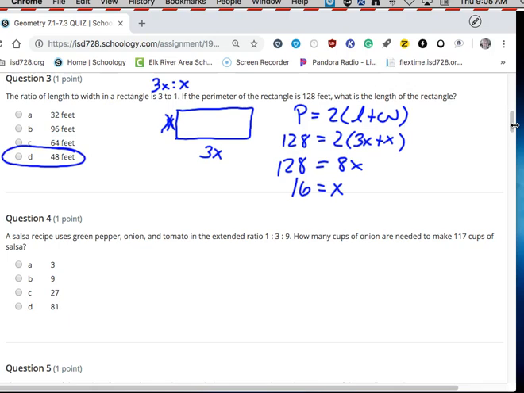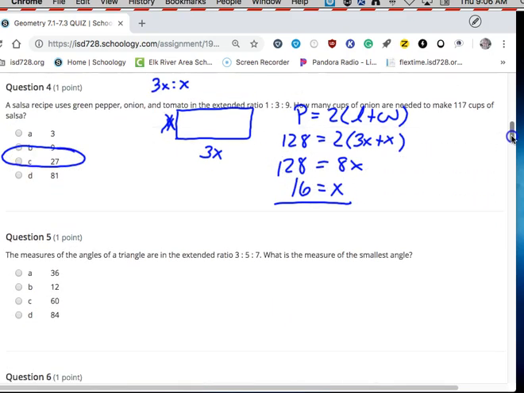Most popular wrong answer was 96, where you found the answer, but you added 3x plus x, and you came up with 4x, and divided by 128, and you came up with 32, and then you multiplied that out and found 96. Okay? So it's 16 is x, and 48 is the length of my rectangle.